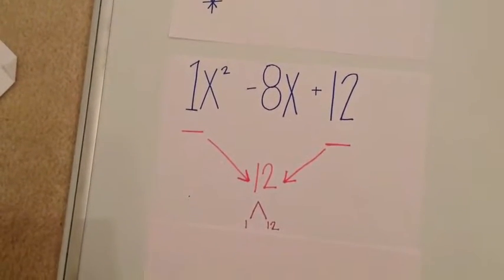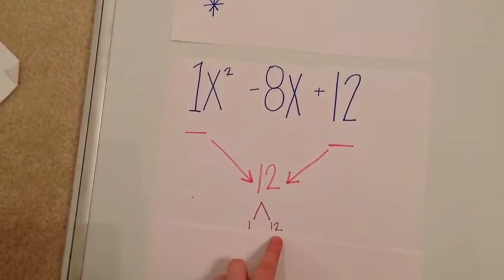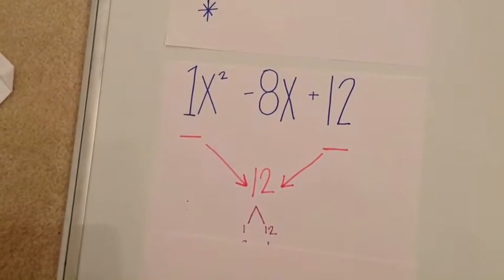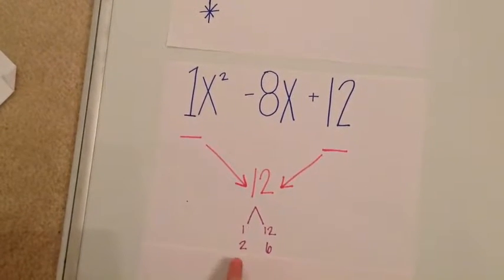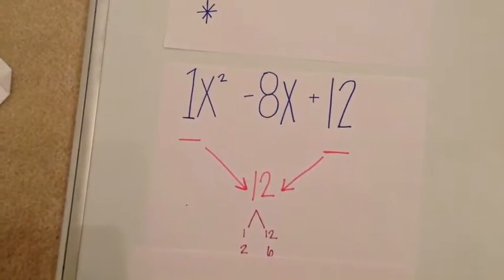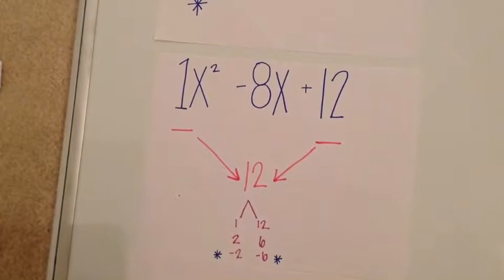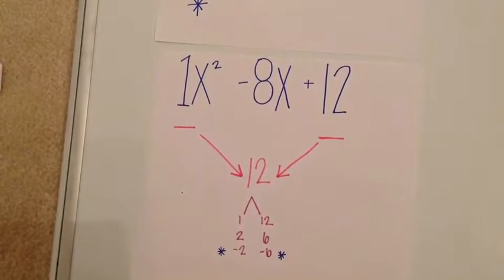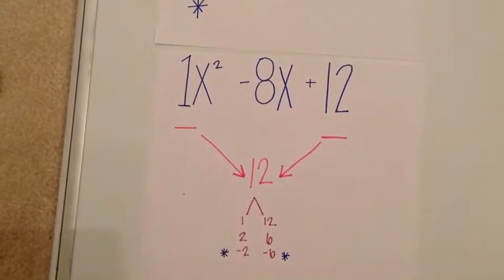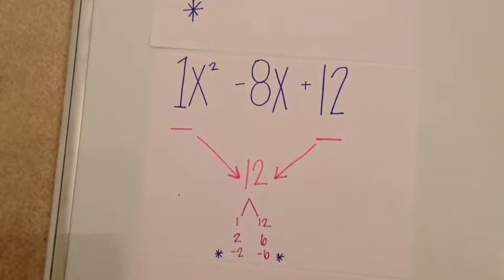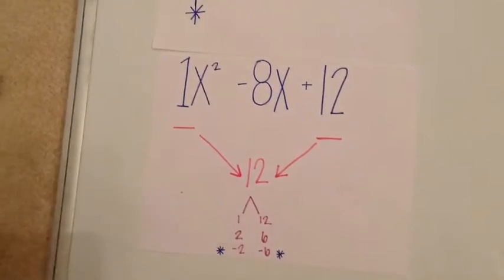And so our first one is 1 and 12, and when you add them together, you do not get negative 8. So the next two we're going to look at are 2 and 6. And when you add them together, you get 8, but not negative 8. So when we look at negative 2 and negative 6, they both work, and when you multiply them together, you do get positive 12. And when you add them, you get negative 8. So those are the two factors that we're going to be using.